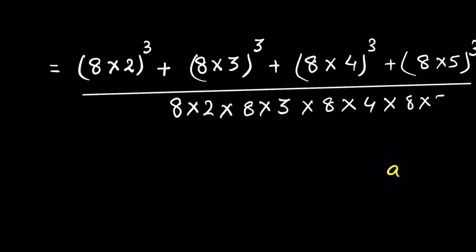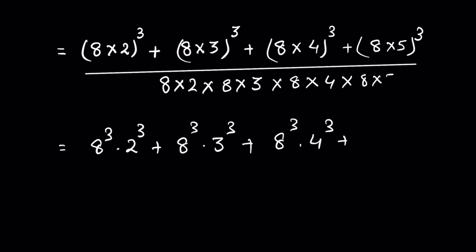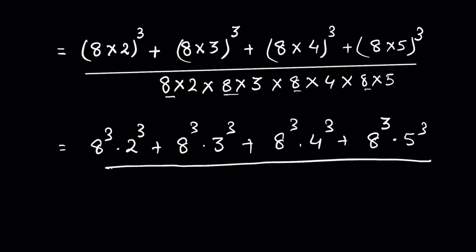Now when a times b whole raised to the power of m, it is equal to a to the power m times b to the power m. So using this identity, we can write here 8 to the power 3 times 2 to the power 3 plus 8 to the power 3 times 3 to the power 3 plus 8 to the power 3 times 4 to the power 3 plus 8 to the power 3 times 5 to the power 3 upon, here we have 4 times 8, so we can write 8 to the power 4, then times 2 times 3 times 4 times 5.